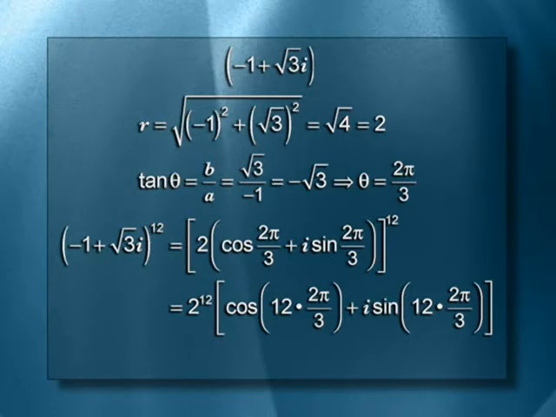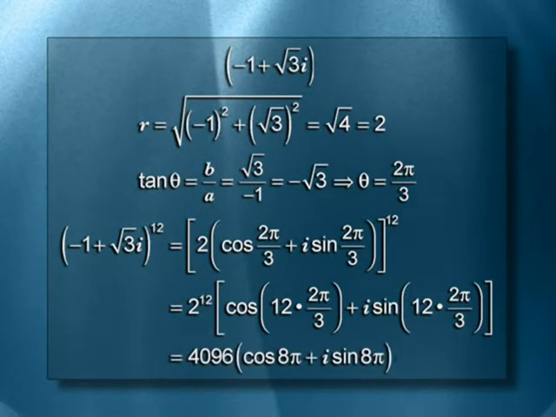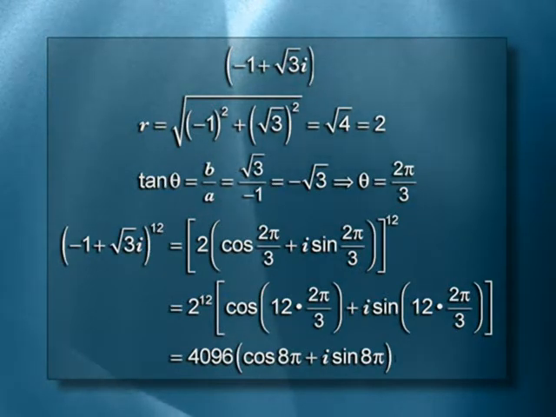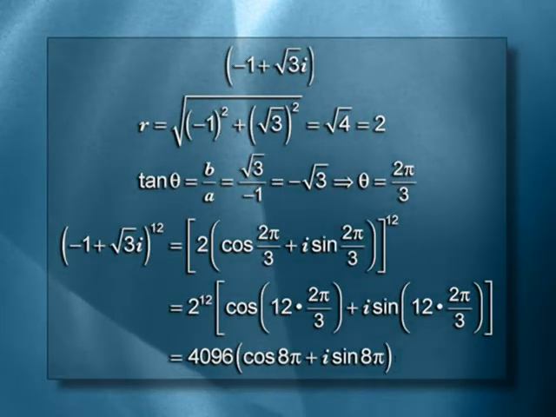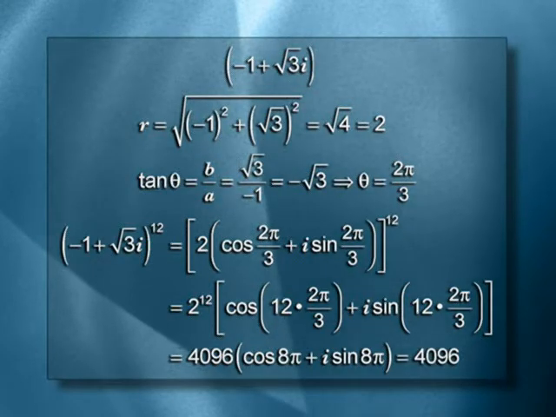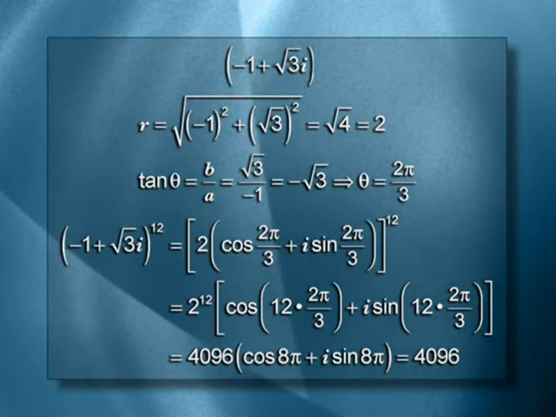Pretty nice, isn't it? And that can be simplified to cosine 8 pi, 24 over 3 is 8, plus i sine 8 pi, and outside is 2 to the 12th, which is 4,096. Okay, we're almost done. What's cosine 8 pi? Oh, that's 1. What's sine of 8 pi? 0. Our final answer is 4,096.